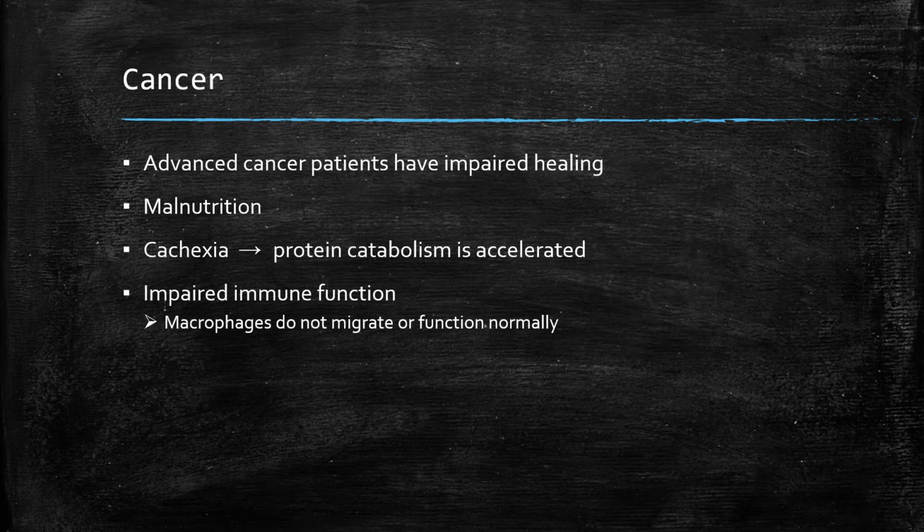Patients with metastatic cancer also have poor wound healing. This is a multifactorial process. Poor oral intake can lead to malnutrition, and the cachexia of cancer can lead to greatly increased protein catabolism. Lastly, advanced cancer patients have impaired immune function, and they may even be anergic. Ultimately, this can result in macrophages that do not migrate into the wound or do not function normally once they do arrive.